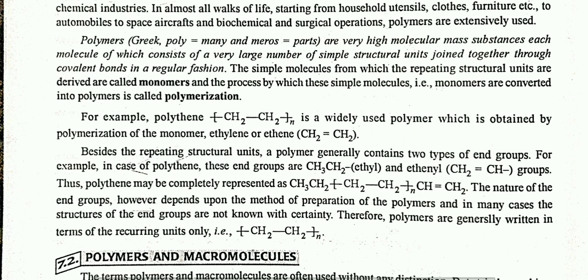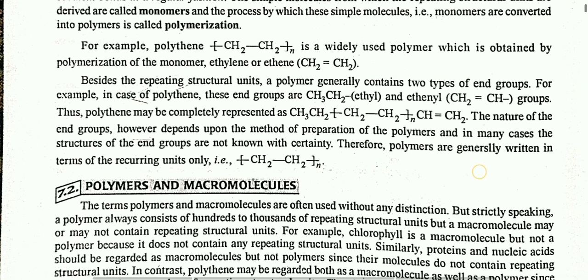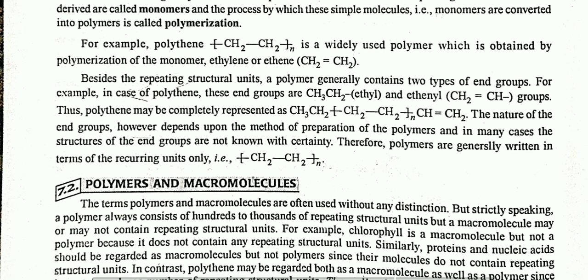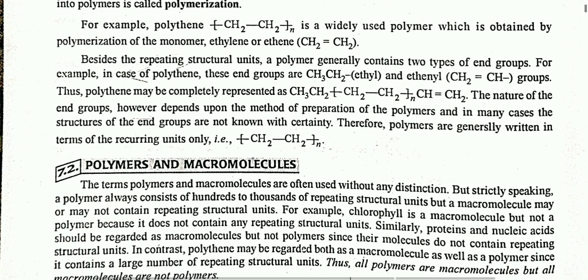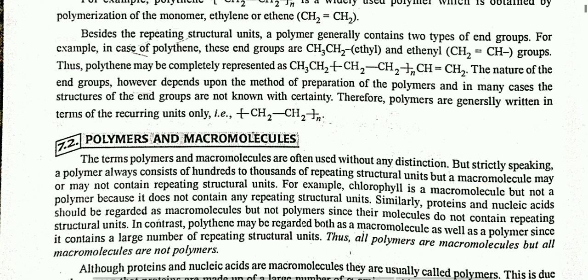Besides the repeating structural units, a polymer generally contains two types of end groups. For example, in case of polythene, these end groups are CH3CH2 (ethyl) and CH2=CH (ethenyl) groups. Thus, polythene may be completely represented as CH3-(CH2-CH2)n-CH=CH2. The nature of the end groups, however, depends upon the method of preparation of polymers, and in many cases the structure of end groups is not known with certainty. Therefore, polymers are generally written in terms of recurring units only, that is (CH2-CH2)n.